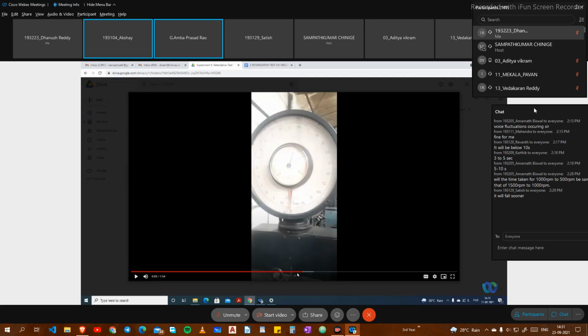Akshay is asking something. Akshay, are you there? Sir, one question is, will the time taken for 1000 RPM to 500 RPM be the same as that of 1500 RPM to 1000 RPM? Is it a question or your observation? He's asking, sir. That is a question he's asking in the box.